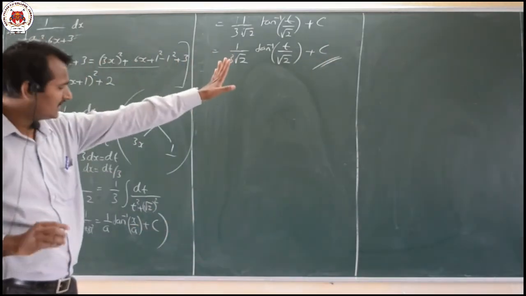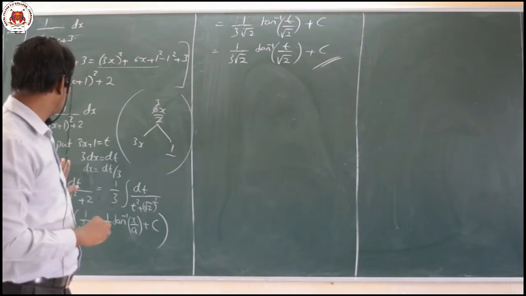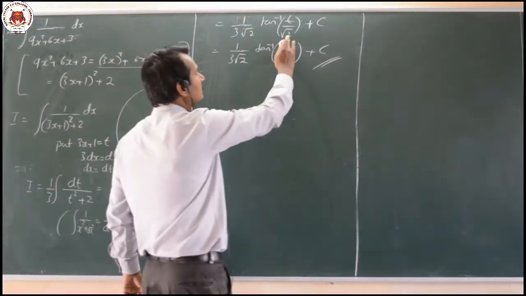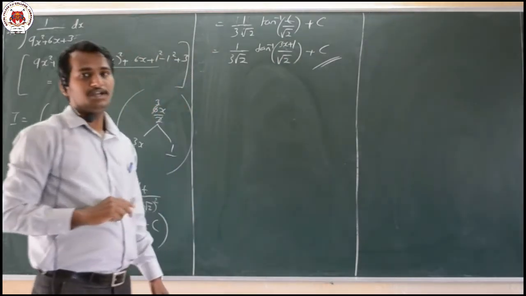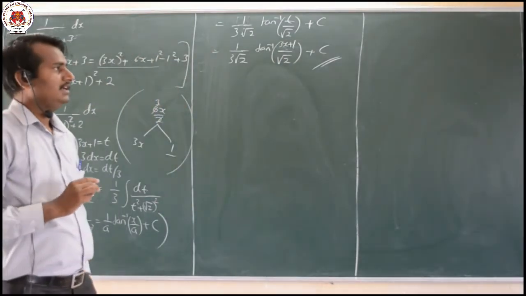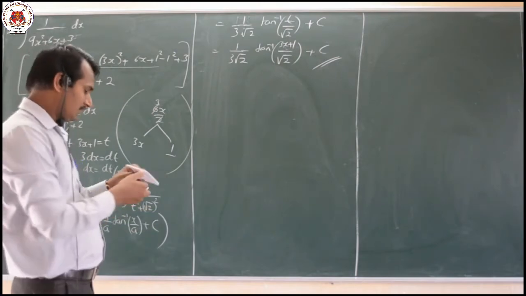Now, what do you mean by t here? That also you are required to substitute. What is t? t is nothing but 3x plus 1, and that will be your required result. Very, very simple and easy example here.